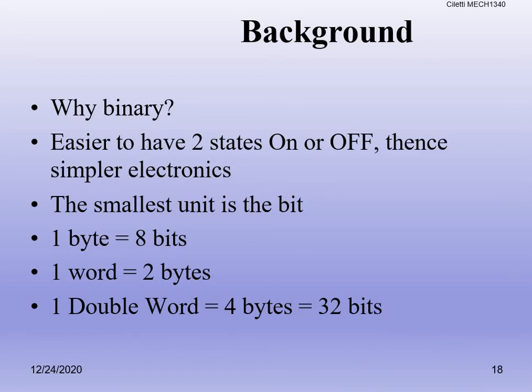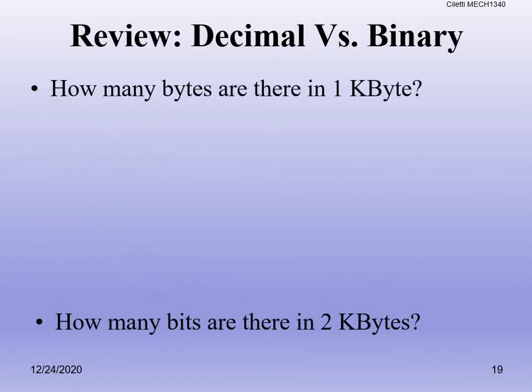And just to reiterate, the smallest unit is the bit. The byte is 8 bits. A word is 2 bytes, and a double word is 4 bytes, which is 32 bits. Okay, so how many bytes are there in a kilobyte?